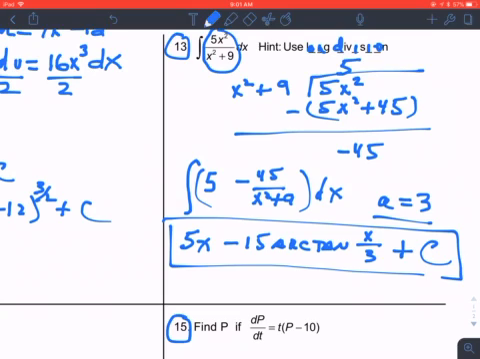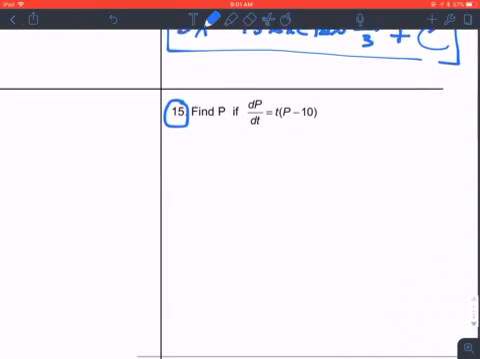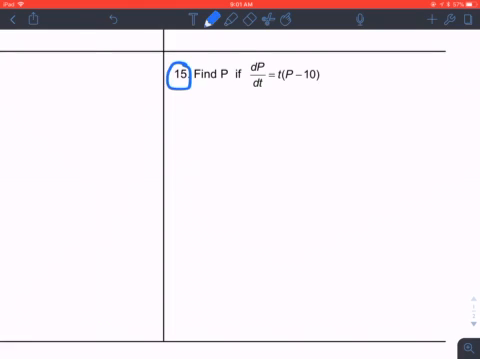All right, so let's go down and do number 15. It's our last one in this video. So we're asked to solve for p, and that's a separable differential equation. So I need to separate variables. I'm going to do dp over p minus 10, and then I'm going to get t dt on the other side. Okay, and then I can integrate. So I have to show the separation, as always.